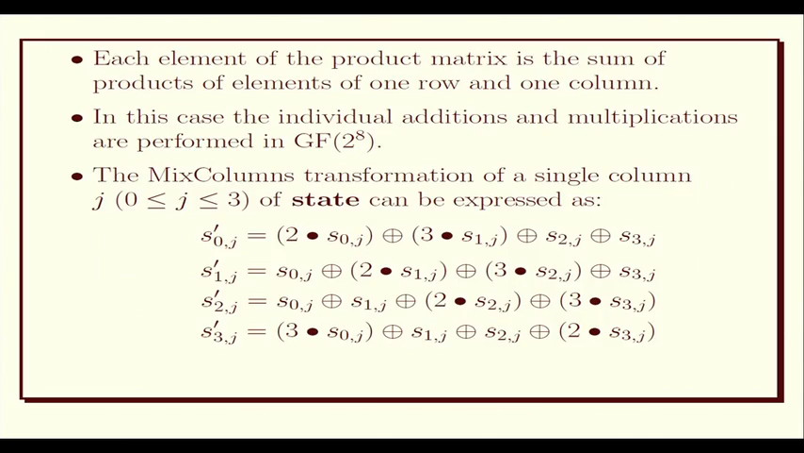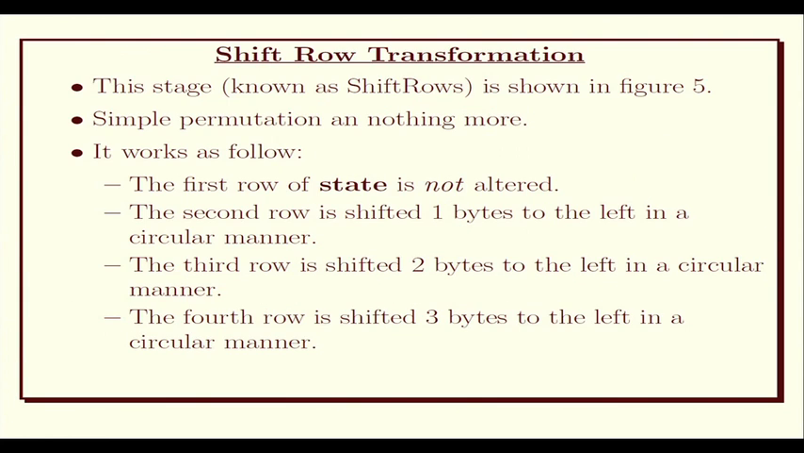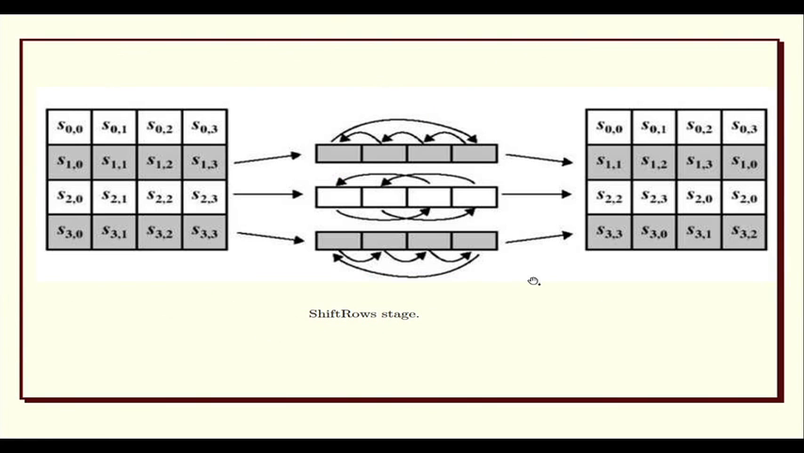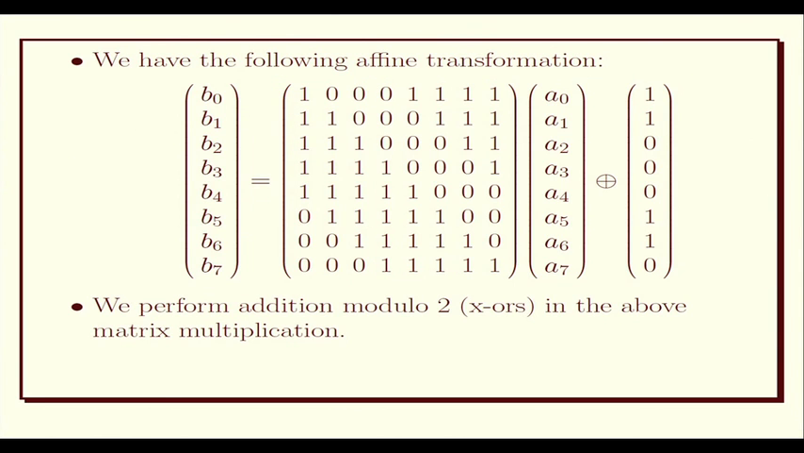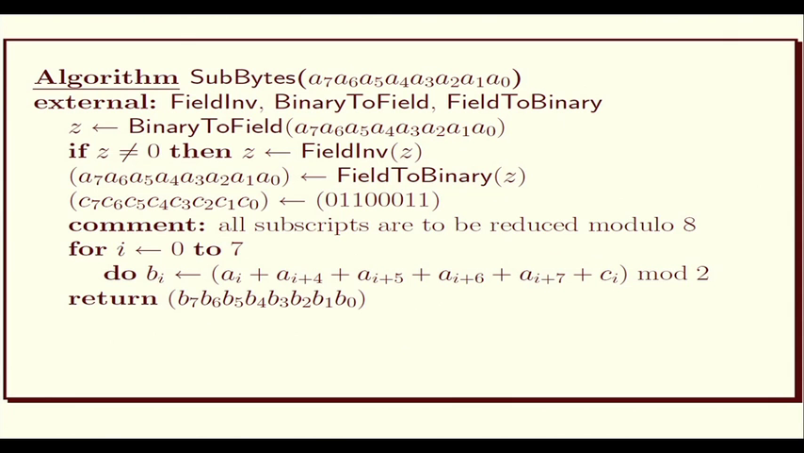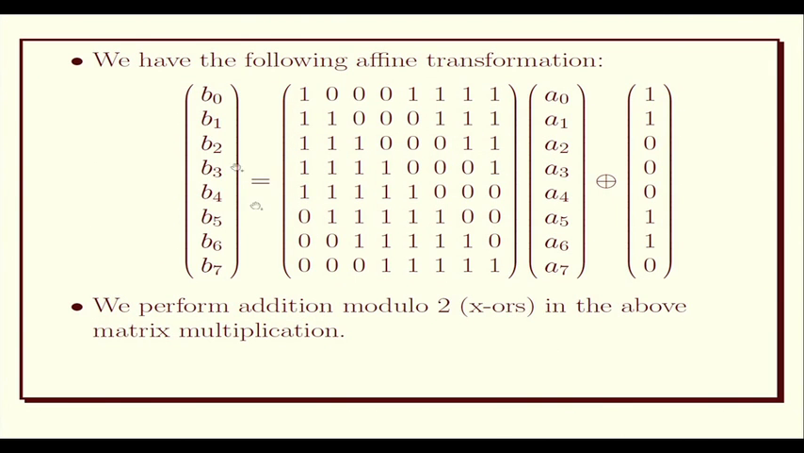Now, for the shift row operation, the inversion is basically the reverse. This is the original shift row operation, and the inverse shift row operation is just the reverse. Now, what about the inverse sub-byte operation? The sub-byte operation has an affine transformation, after which we do this addition. So, this is the affine transformation we have in the sub-byte operation.